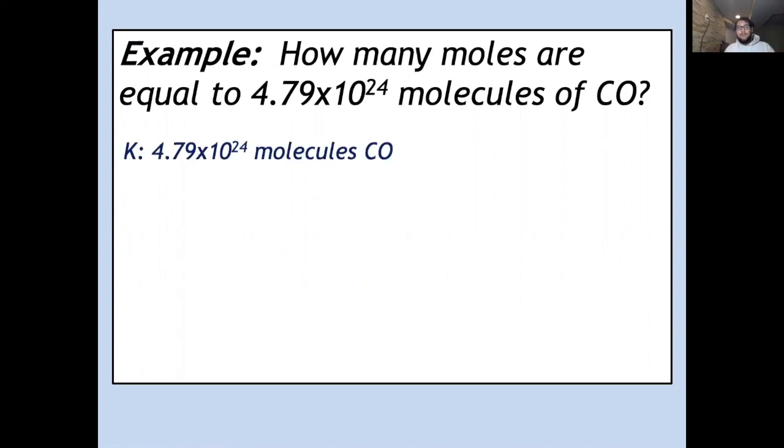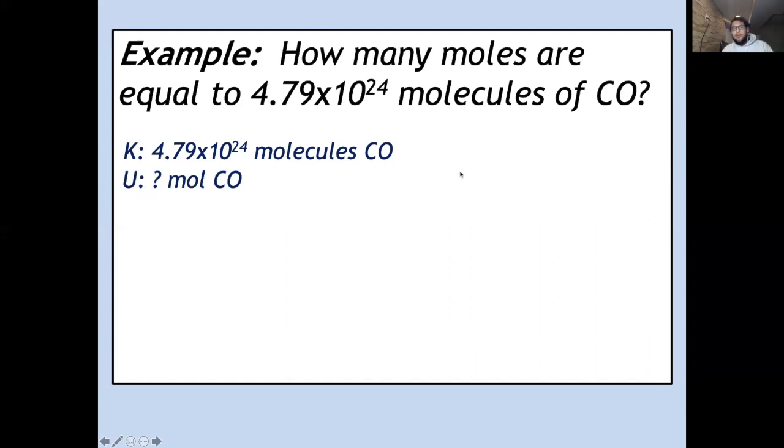So my known, right, I know, according to this problem, that I have 4.79 times 10 to the 24th molecules of CO. This is carbon monoxide. So I know that I have this massive, incredible number of molecules of CO. I want to know how many moles, how many bundles of this CO I have, right? So my unknown then is question mark moles of CO.